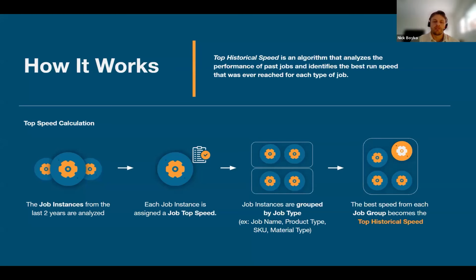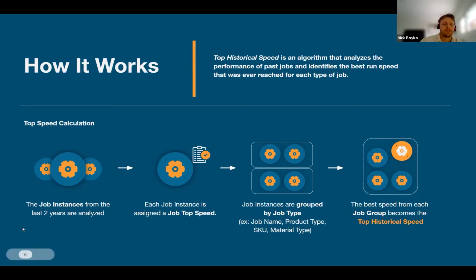So jumping into the next section, I've shown you what top historical speed as a feature looks like in the different core parts of our product. Now I'm going to show you a little bit of what's under the hood, or how the actual algorithm works. The basic statement here is that top historical speed is an algorithm, a mathematical function, and it will analyze the performance of your past jobs. We actually look 2 years into the past horizon, and it'll identify the best possible speed that was reached in every one of those job instances. That's, as I mentioned before, the job top speed.